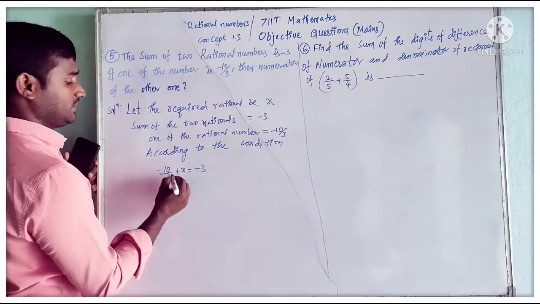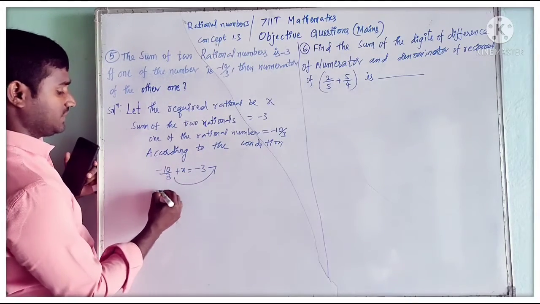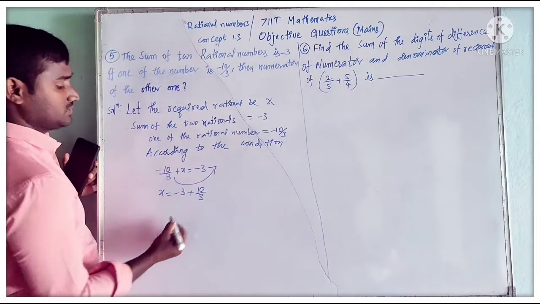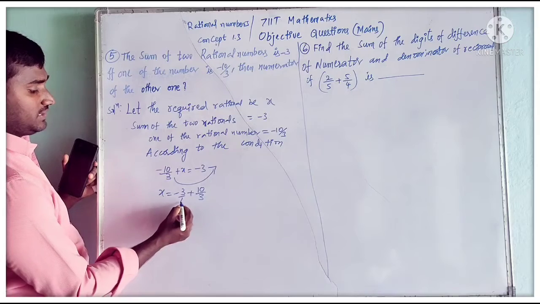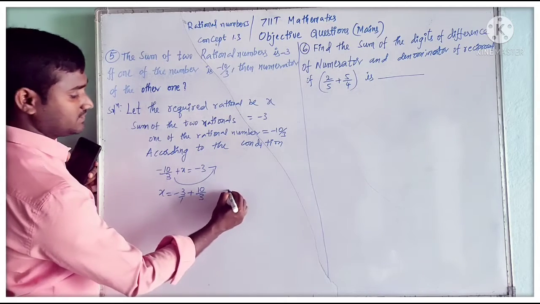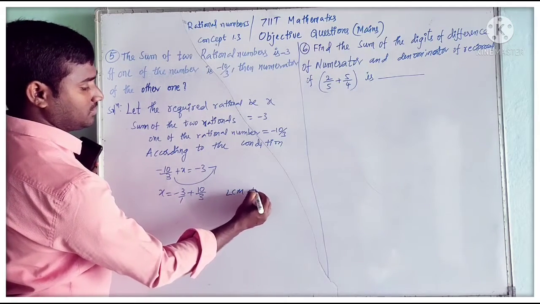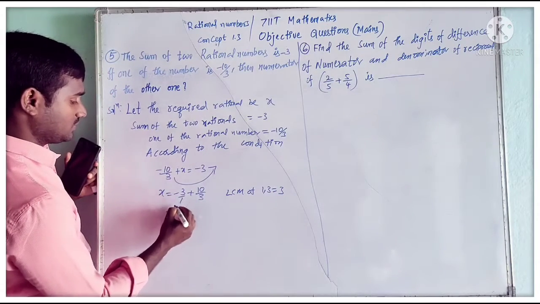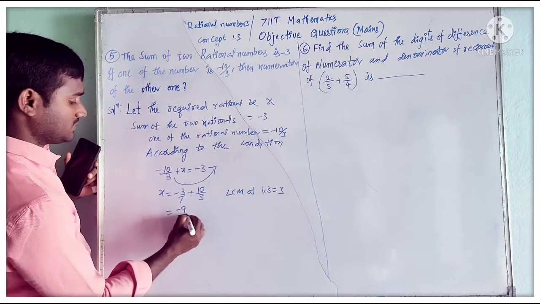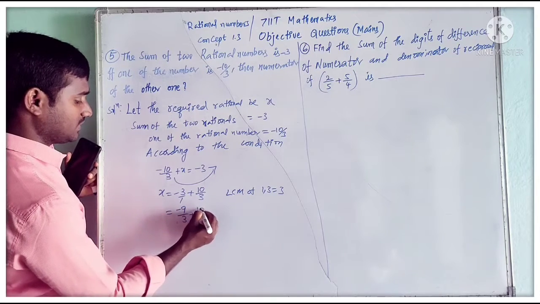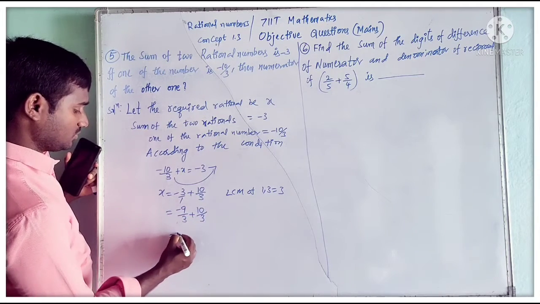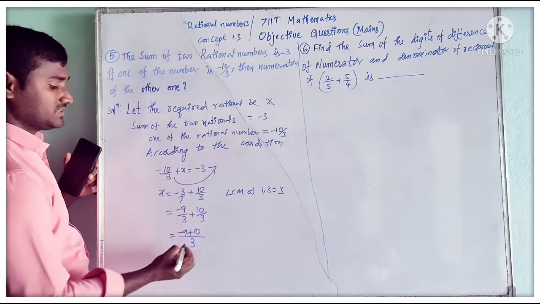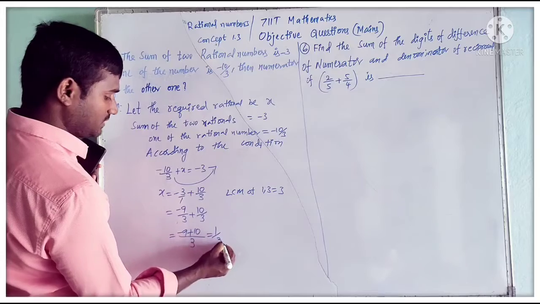So this minus 10 by 3, when you transpose to the right side, x is equal to minus 3 plus 10 by 3. Here the denominator of minus 3 is 1. LCM of 1 comma 3 equals 3. So 3 into minus 3, minus 9 by 3 plus 10 by 3, which is equal to minus 9 plus 10 by 3. Minus 9 plus 10 is how much? 1 by 3.